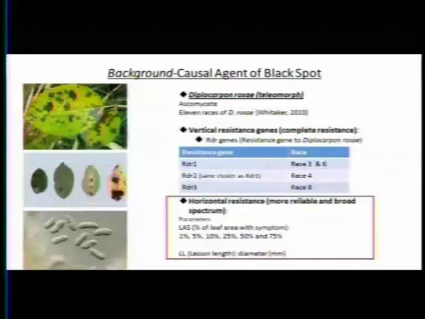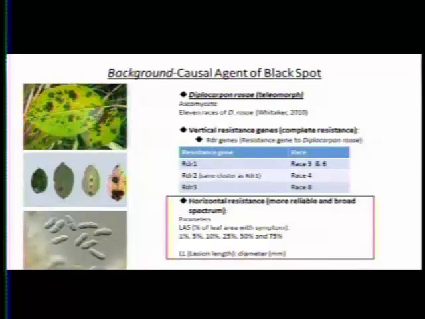Black spot is a fungus. The causal agent is called Diplocarpon rosae, an ascomycete. So far, 11 races of Diplocarpon rosae have been observed and described by some groups. And in roses, we have both vertical resistance and horizontal resistance mechanisms.